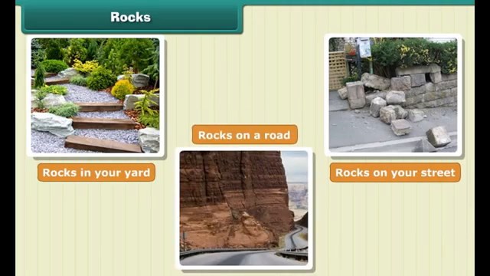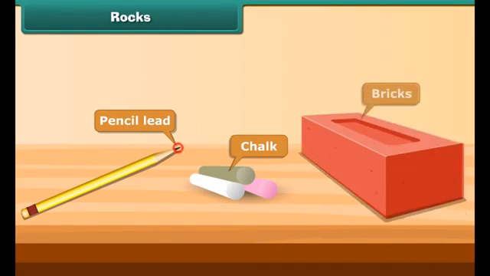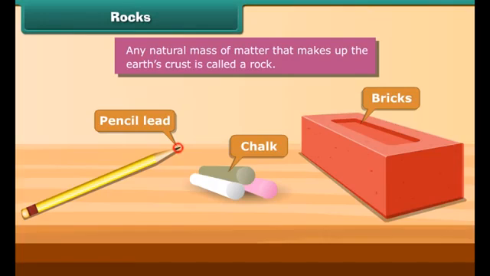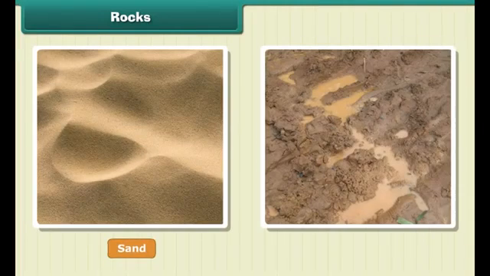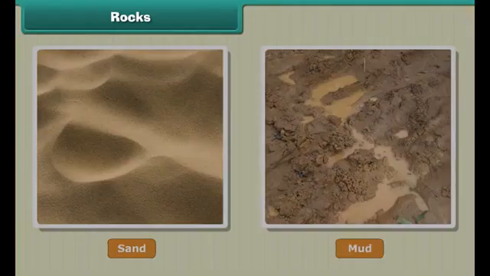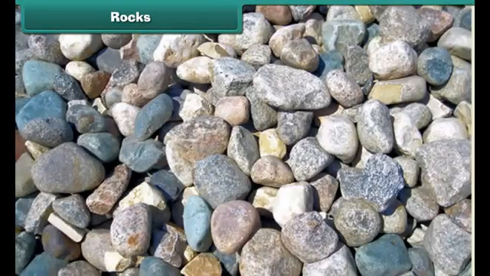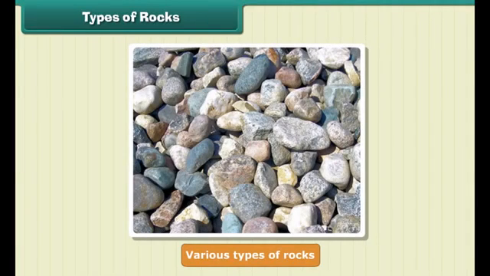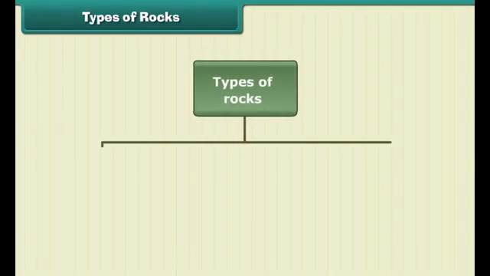Rocks are all around us. You can see rocks in your yard, on your street, on a road, everywhere you look. Pencil lead, chalk, bricks are all rocks. Any natural mass of matter that makes up the earth's crust is called a rock. Do you know sand and mud are also rocks? Rocks can be of different size and color. The process that breaks rocks down into smaller pieces is called weathering.